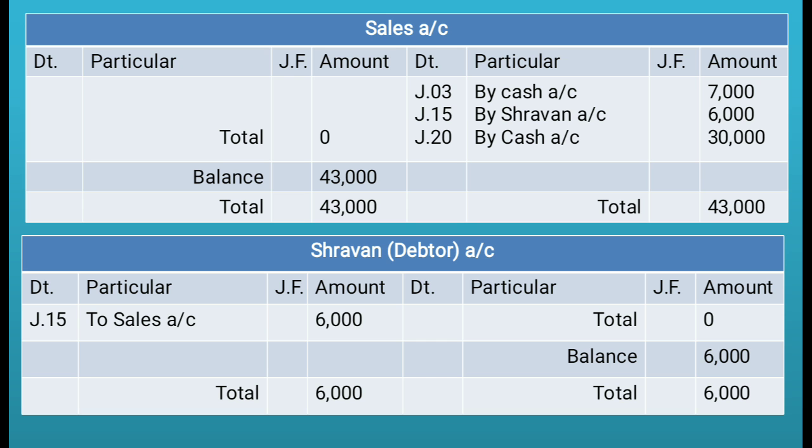Then after, we have prepared the sales account. In the sales account, we record all the transactions on the credit side. So that's why the total of the credit side is 43,000 and we have written nothing in the debit side. So the balancing figure of the debit side is 0. Similarly, we have prepared Shravan's account and there was nothing in the credit side. So that's why the balancing figure is 6,000.